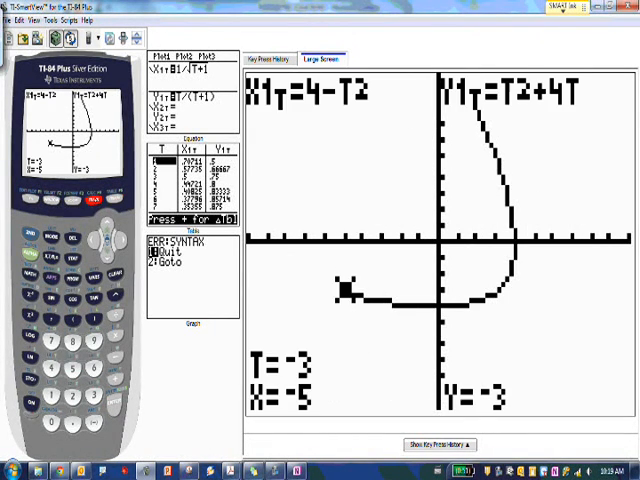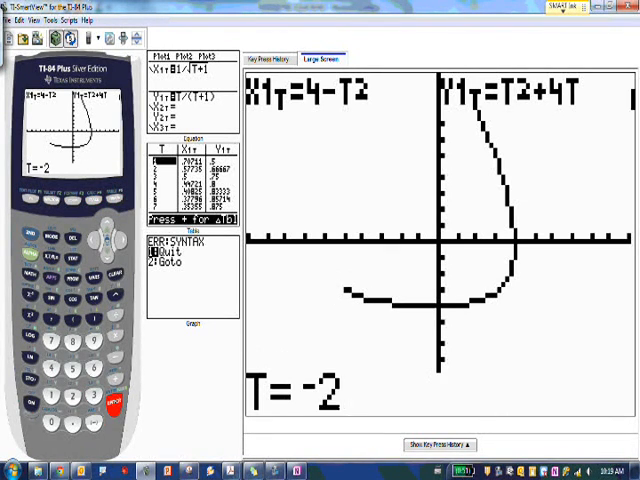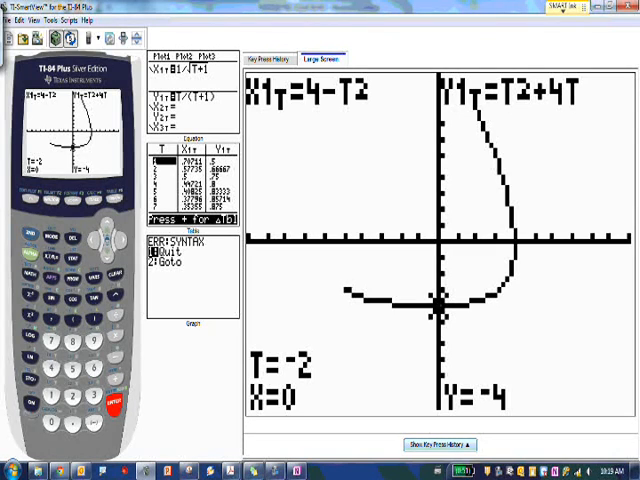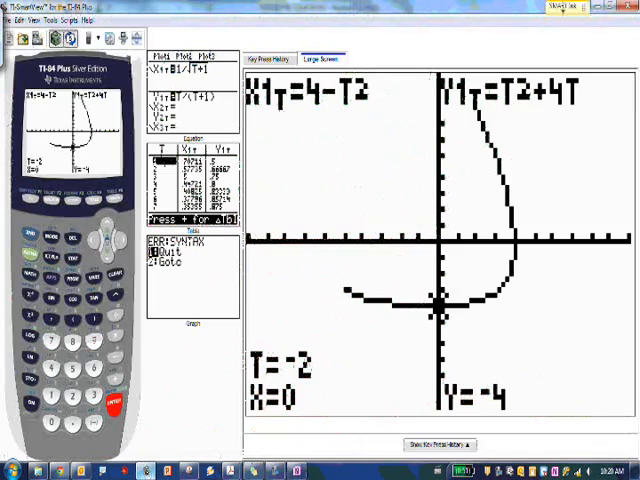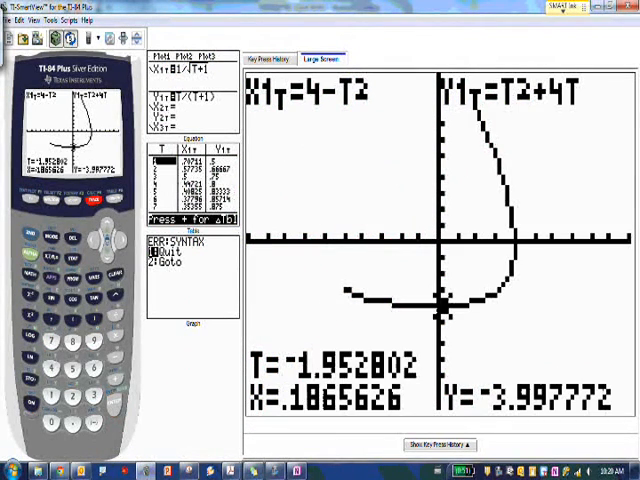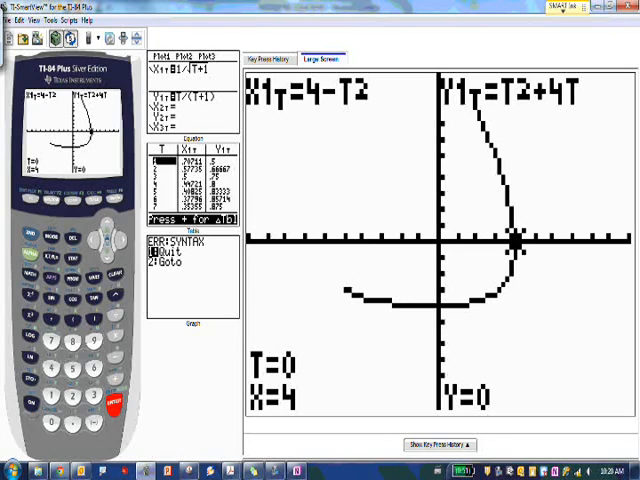If I do a trace on this, I can choose different values of t. So if I choose t equal to negative 2, notice I end up right here, and if you look carefully, that spot has a horizontal tangent. And we know that's the case because from the work we did, dy/dt was equal to 0 when t equals negative 2. Now let's look at t equals 0 and show that it in fact has a vertical tangent. If I trace it to t equals 0, you can see right here the coordinates are 4, 0, and the graph is going straight up and down. And you can also draw arrows along that direction.